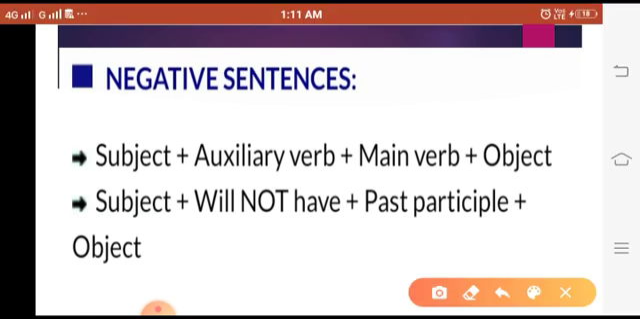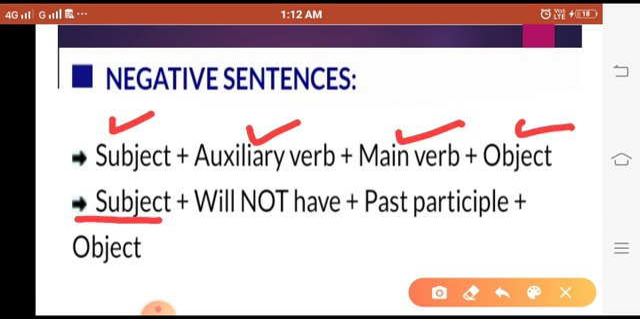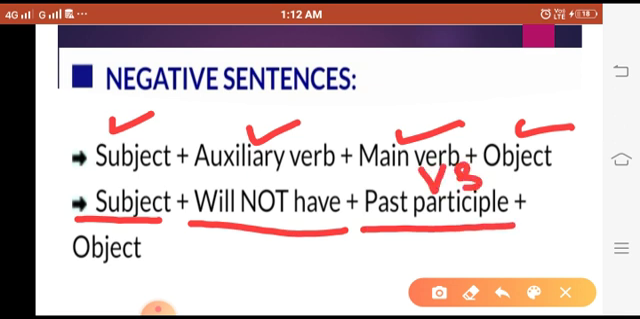Now let's see negative sentences, sentence structure in future perfect tense. For that, first subject, then auxiliary verb, then main verb, and then object. Subject, auxiliary verb that is used in negative sentences of future perfect tense is will not have. Then past participle form or third form of the verb, and then object.